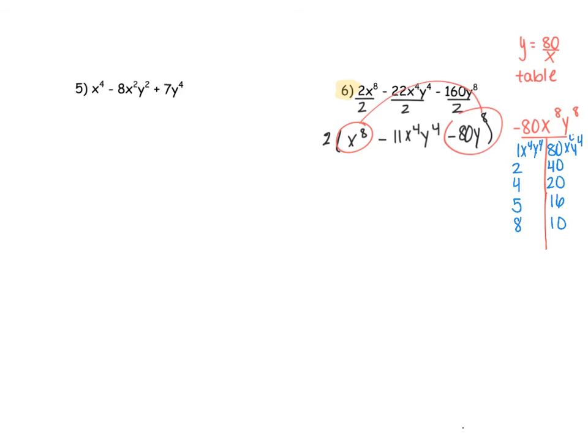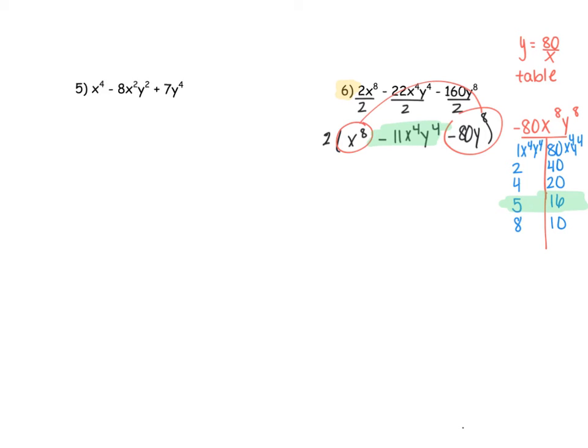I'm just running out of space, so I'm not going to write them all the time. But I want to see which one adds to this middle term of negative 11 x to the 4th, y to the 4th. And I look on my list, and I see 5 and 16, and I'm thinking that's going to be my winner, right? Because I want it to add to 11.